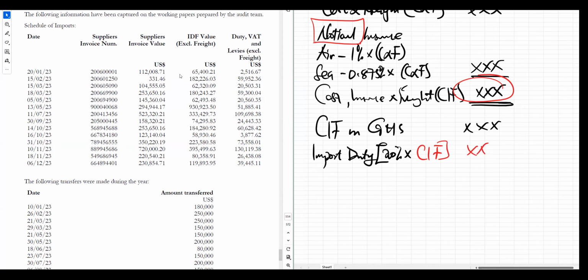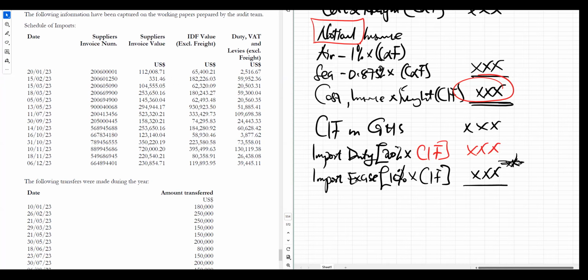So CIF, once you do this, if there was import excise, this one people usually don't know that we also do import excise the same way. Let's say there was import excise, let's say 10%. When you import goods, you pay import excise. It's also a duty, and it is also on CIF. So you do the same thing. But most questions, you won't see import excise and import duty at the same time. I'm just giving you the worst case scenario.